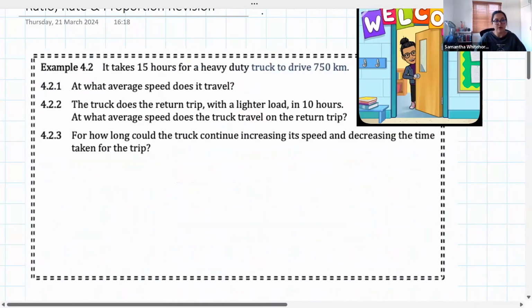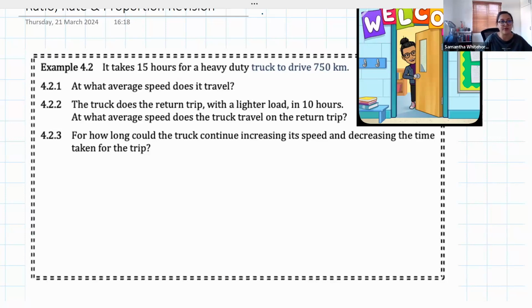Right, so if we have a look at our first example here, we have been told it takes 15 hours for a heavy-duty truck to drive 750 kilometers. So grade 8, the second you're seeing time, distance, or speed, you need to be thinking that I'm probably going to ask you a speed, distance, time question.